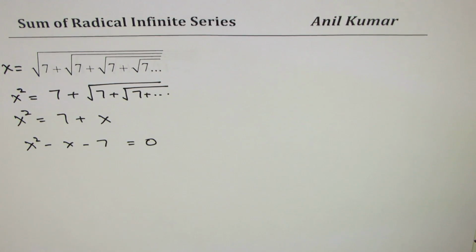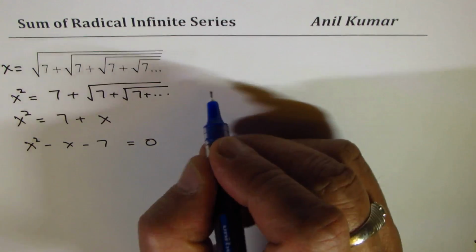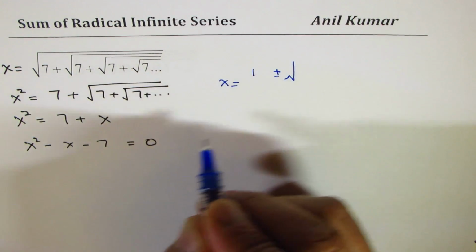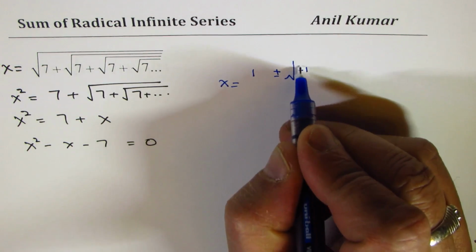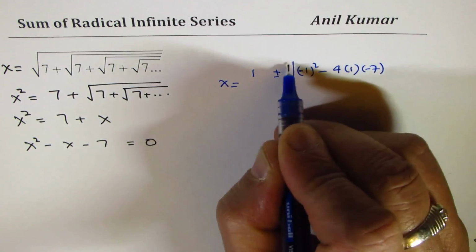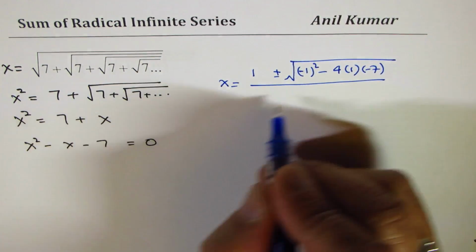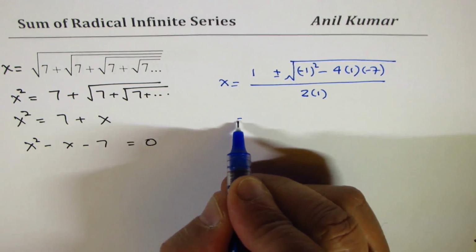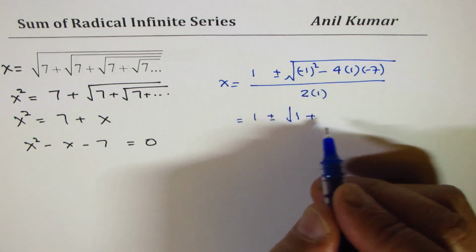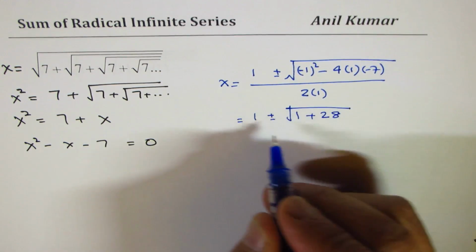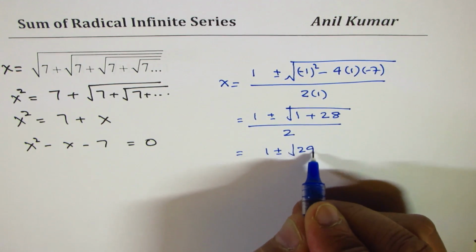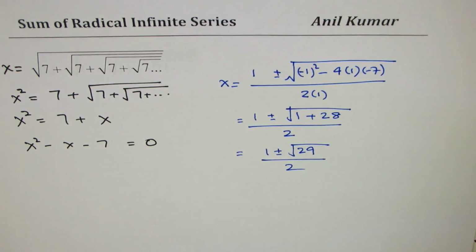Since we cannot factor it, let's apply the quadratic formula. So we get x equals minus b, which is 1, plus minus square root of b squared, that is minus 1 square, minus 4ac, 4 times 1 times minus 7, over twice a, which is 2 times 1, right? So we get 1 plus minus square root of 1 plus 4 times 7, which is 28, divided by 2. Or we get 1 plus minus square root of 29 divided by 2, right?